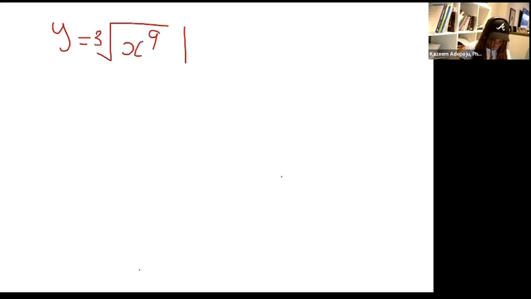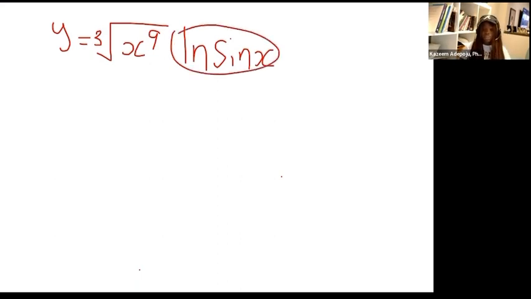Okay, guys, now that we're finished, we're going to do the second question. The second question is y equals the square root, with 3 outside, of x raised to power 9, times ln sine x. That's our second question, guys. Now that we have ln, it's going to be kind of like the same one, because we have 2x, meaning that it's going to be a product rule form. So let's do this, guys.